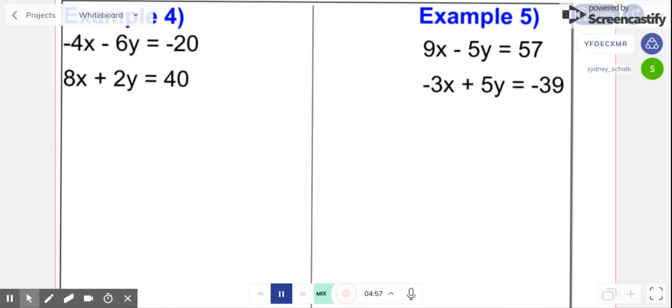Pause the video and then come back. So for this one, you could either decide to cancel out the y's or the x's. Both of them require the same amount of work. But let's go ahead and cancel out the x's. So that means that I need to get -4 to be the opposite of 8, which would mean I need to multiply the whole entire equation by 2. So I'm going to multiply that 2 to the -4, to the -6y, and to the -20. So I get -8x minus 12y equals -40.